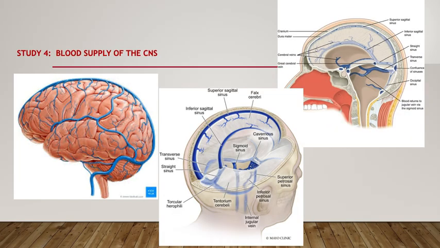So now we're going to talk about the venous drainage. The venous drainage is mostly by what is referred to as the dural sinuses. The dural sinuses are found within the folds of the dura mater, and the dura mater, like we said, is the most external meningeal structure, found on the most external aspect.